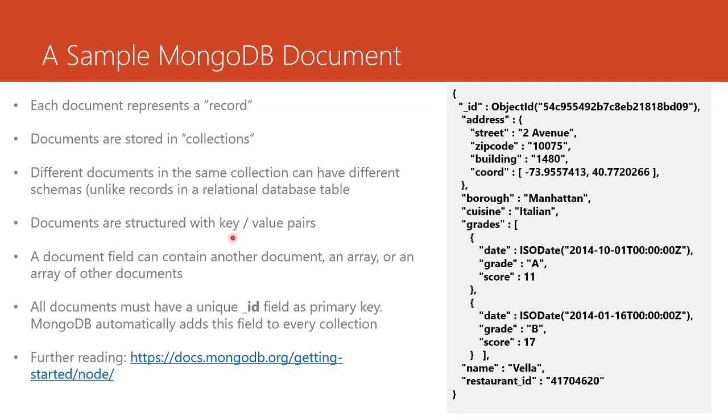Documents are structured in a key value pair, okay, a key and a value. And a document field can contain another document or an array of other documents. Okay, and I already talked about this idea that all documents must have a unique ID field as a primary key. But MongoDB automatically adds this field to every collection.